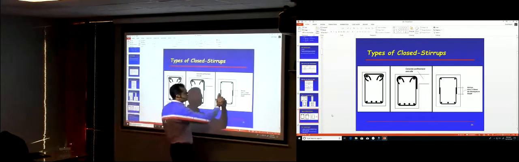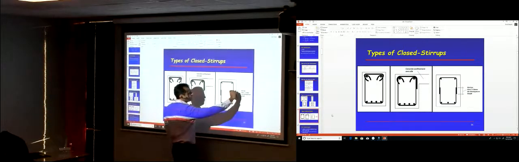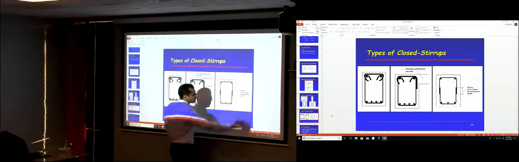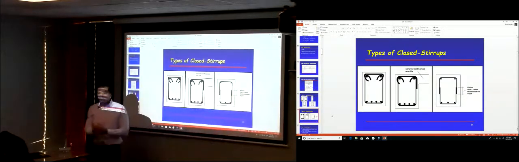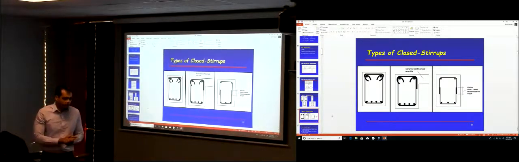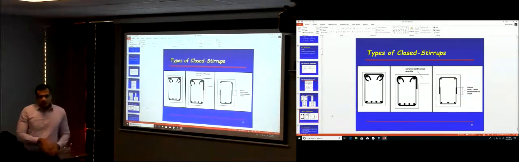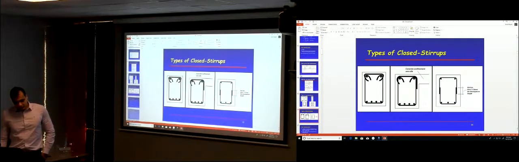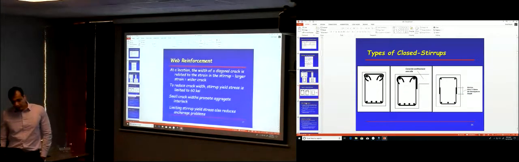If you're going to make your stirrup over here, you need to have a large overlap area that is equal to 1.3 of the development length. The development length is the length required by the bar to develop the maximum tensile force that will be developed in it. Okay, so you have to have this overlap over here. Okay.